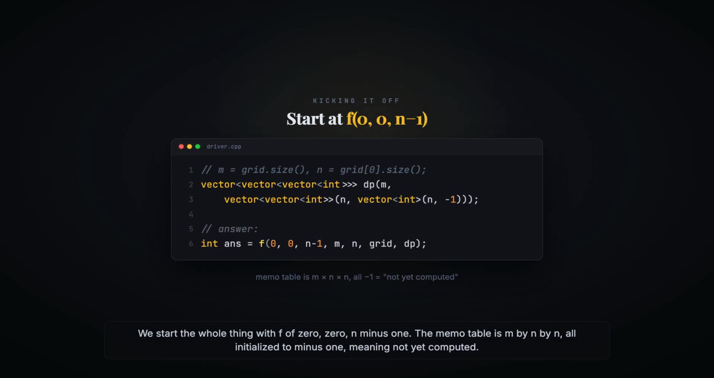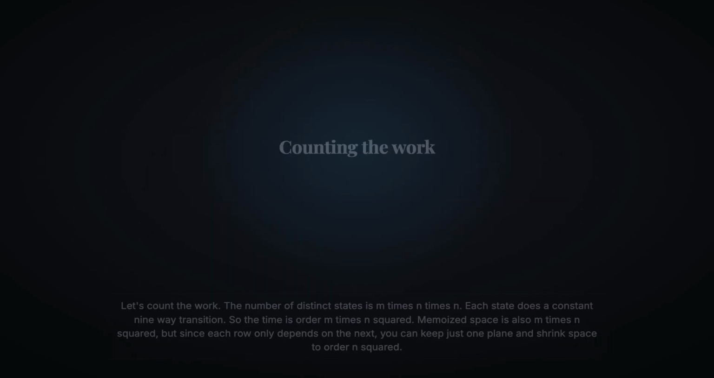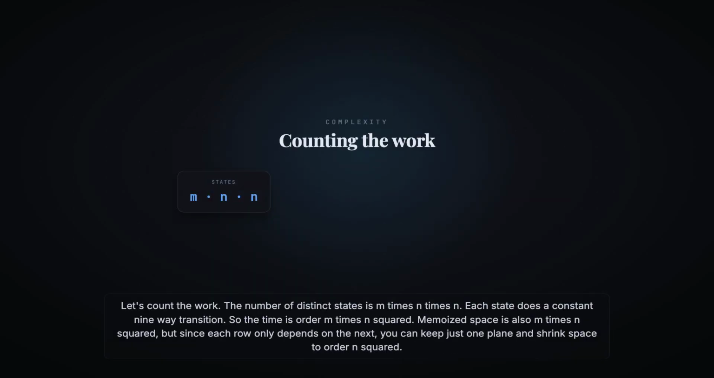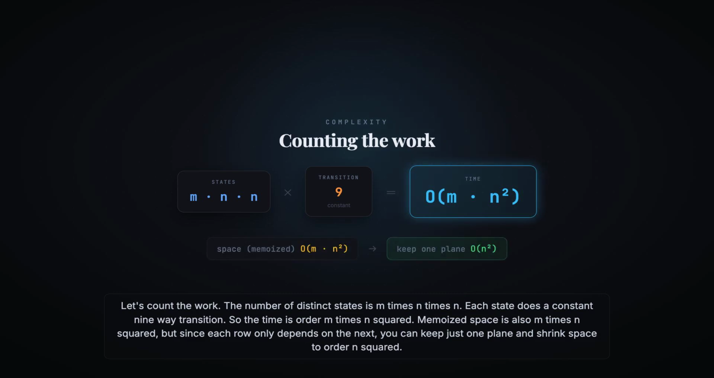The memo table is m by n by n, all initialized to -1, meaning not yet computed. Let's count the work. The number of distinct states is m times n times n. Each state does a constant 9-way transition. So the time is order m times n squared. Memoized space is also m times n squared.